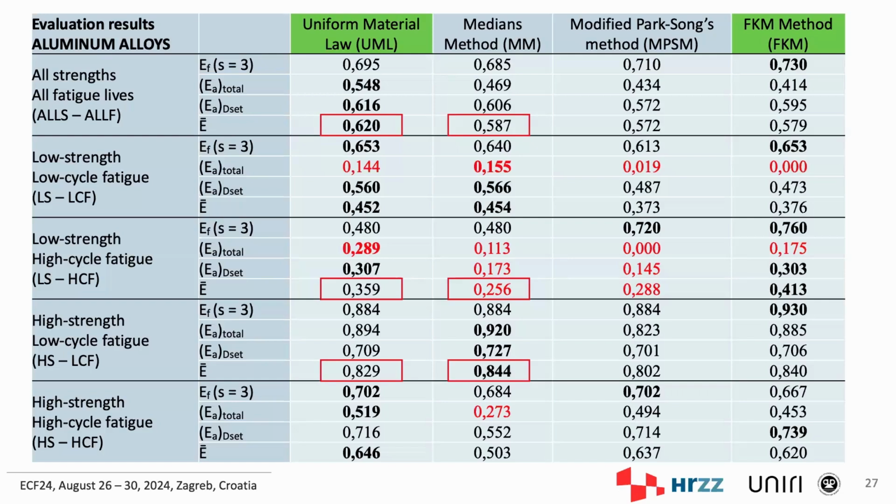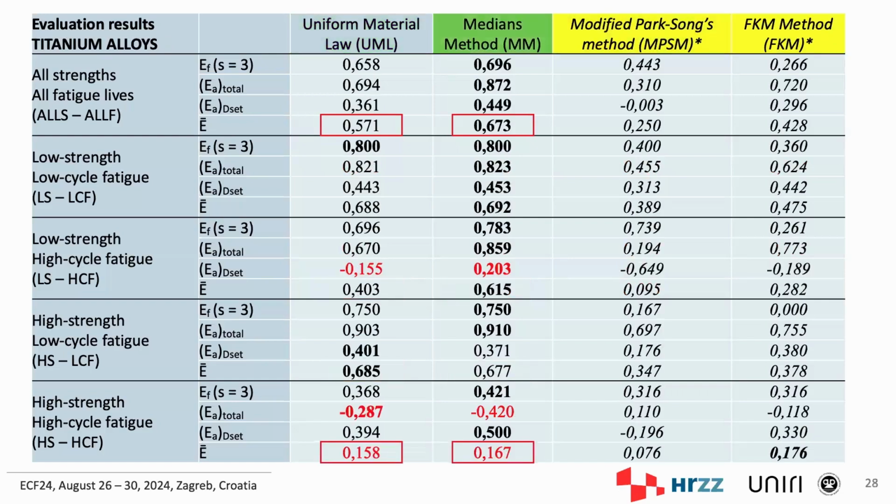The same is valid also for titanium alloys, with the caveat that the modified Park-Song method and FK method are not intended for titanium alloys, but we have included them in the analysis because we have also seen previously in some evaluations that some methods which are intended only for aluminum were applied also to titanium alloys. And so we decided, just for completeness' sake, to include them as well. Again, we can see that these methods suffer to a certain extent from this problem of averaging.